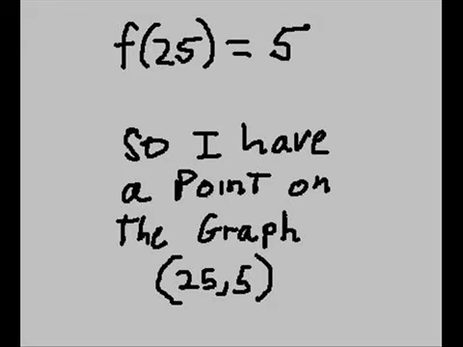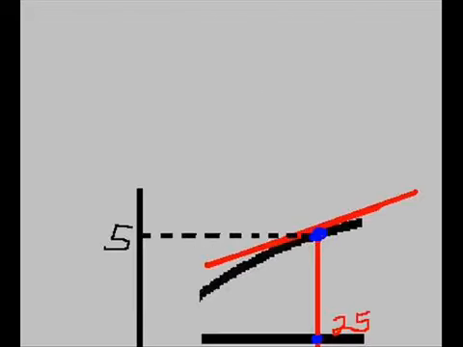So I have a point on the graph now. X equals 25, y equals 5. 25, 5 is my point. So I'm going to draw a tangent to this point, 25, 5. So I need m. How do I get it? How do I get m?